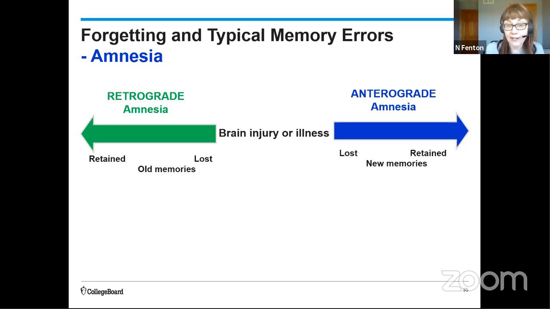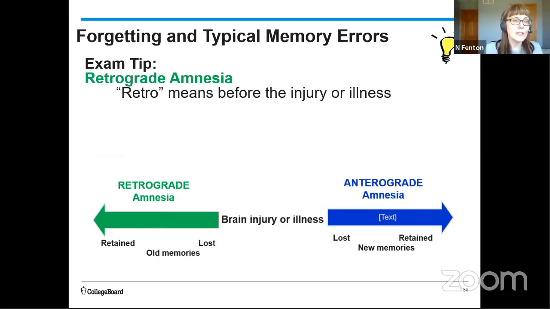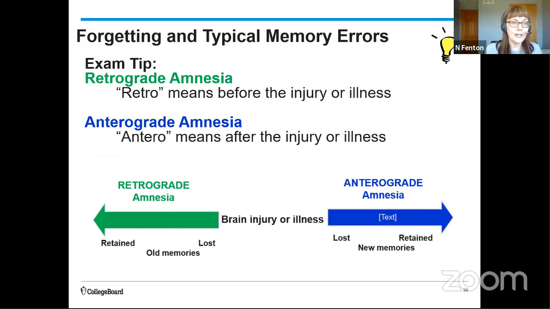There's also dissociative amnesia, which is memory loss involving autobiographical information that's usually due to psychological causes. But when we're talking about retrograde and anterograde, this is illness or injury. So here are some little tips. With retrograde, retro means before and antero means after. And that's what you can't remember. You can also think of patient HM. He's your extreme example of anterograde amnesia.